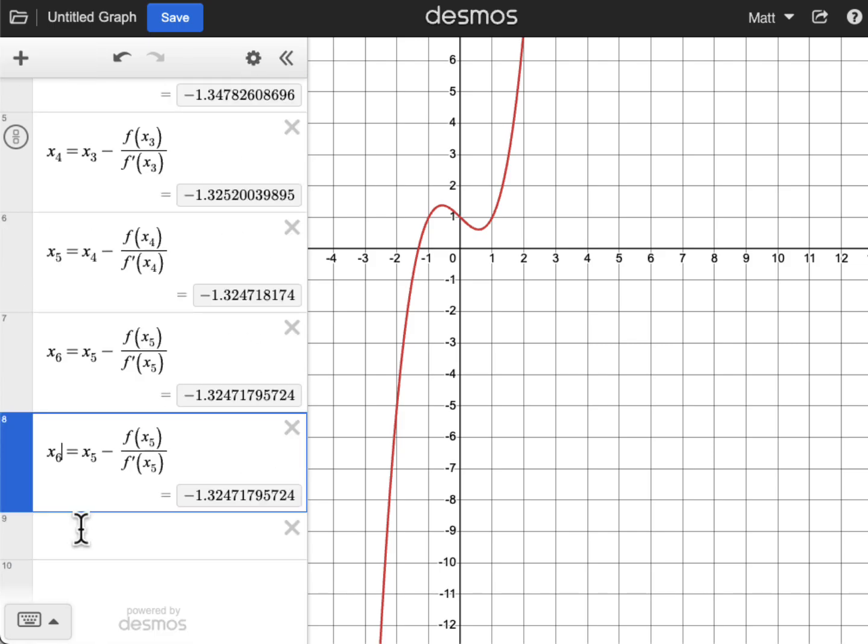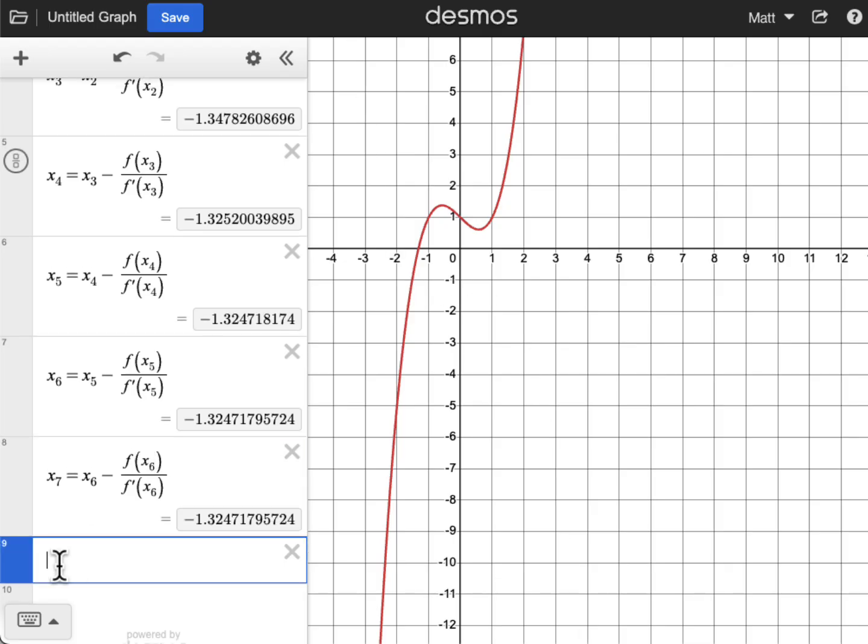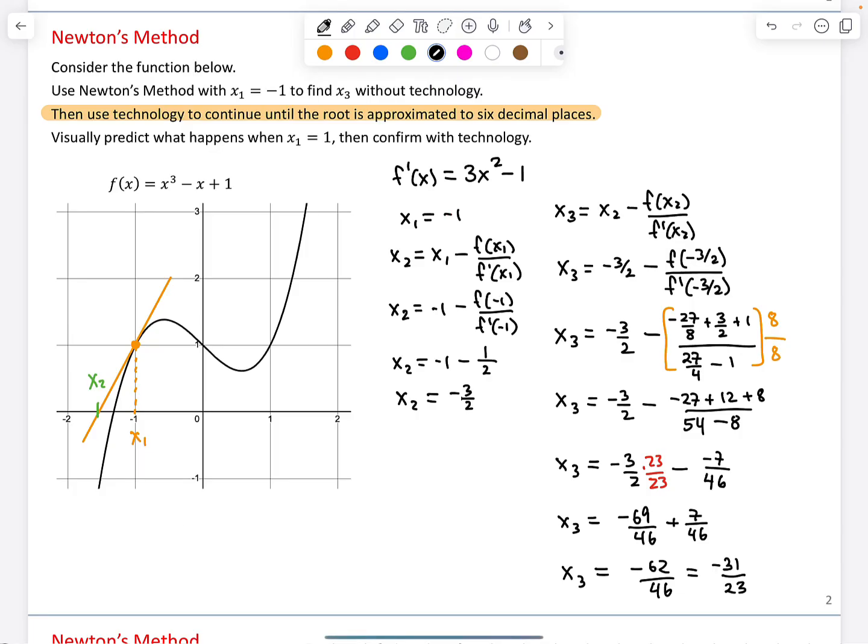But let's do one more and calculate x sub 7 by using x sub 6 in the formula. And now I feel confident I have many decimals of accuracy. So in our notes here, we know the root was about this amount. I'm showing 7 decimals currently, and the 7th decimal is a 9, so we're going to round the 6th decimal up to 8, giving me these 6 decimals as a good approximation of this root.